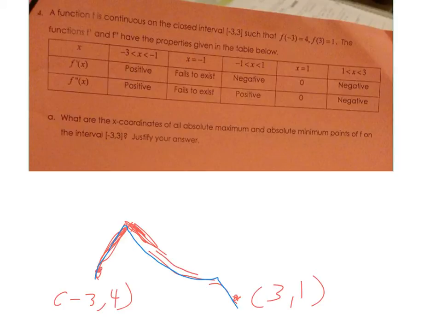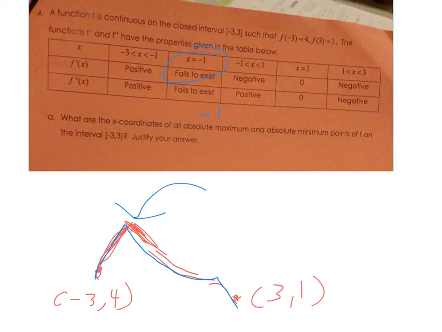Alright, what are the x-coordinates of the absolute maximum and absolute minimum? Well, right off the bat, what's my absolute maximum? It's going to be right here, right? The top of the picture, highest point. And when did that highest point happen? It happened right here at x equals -1. Alright, that's my absolute maximum.